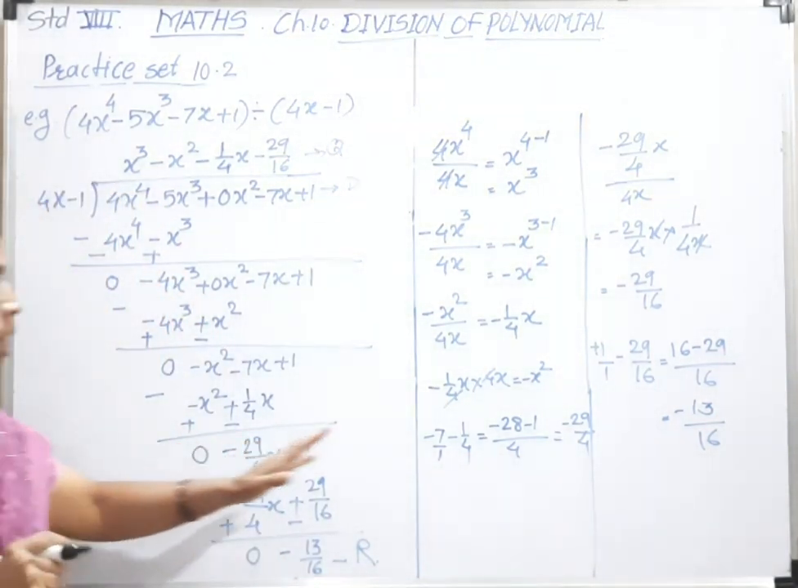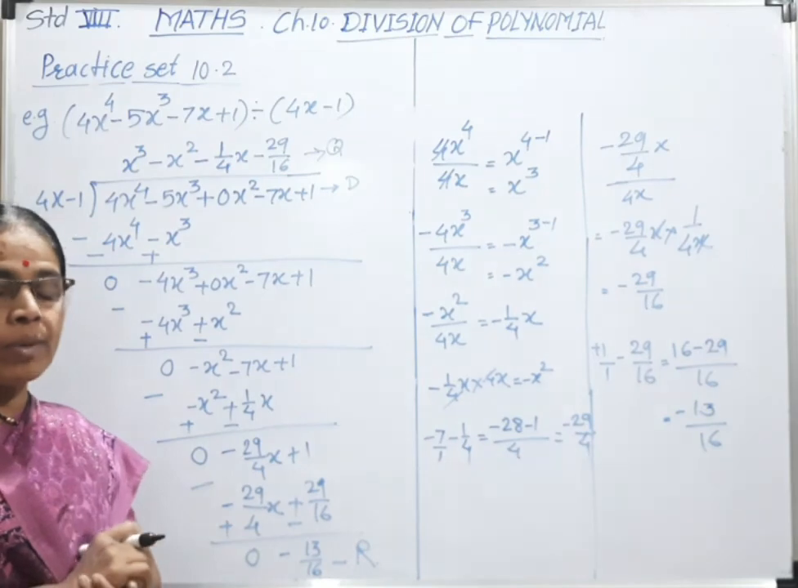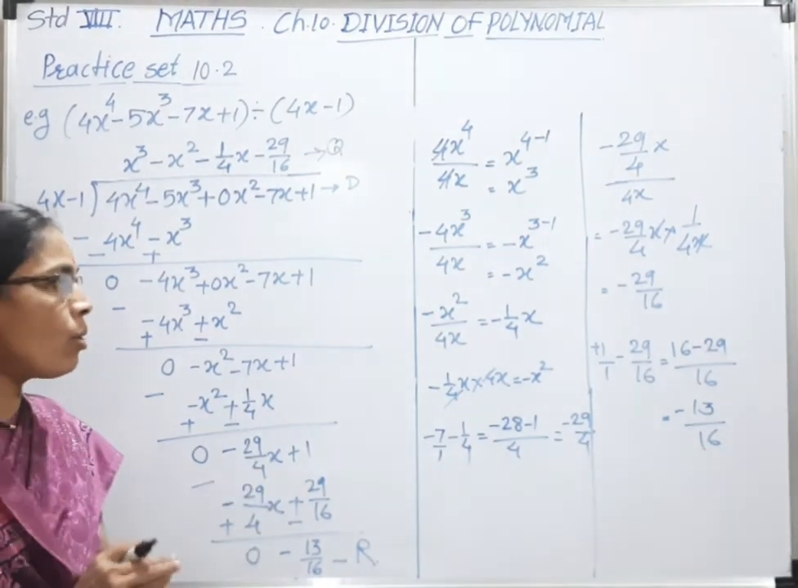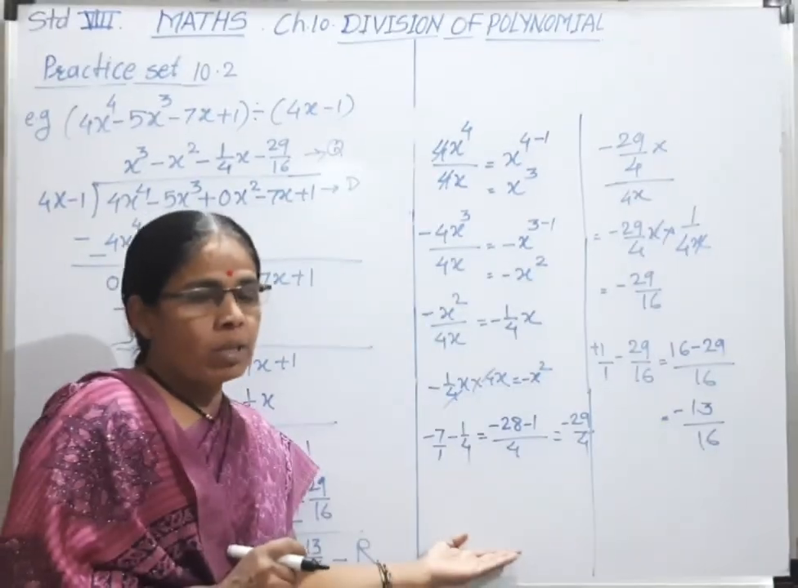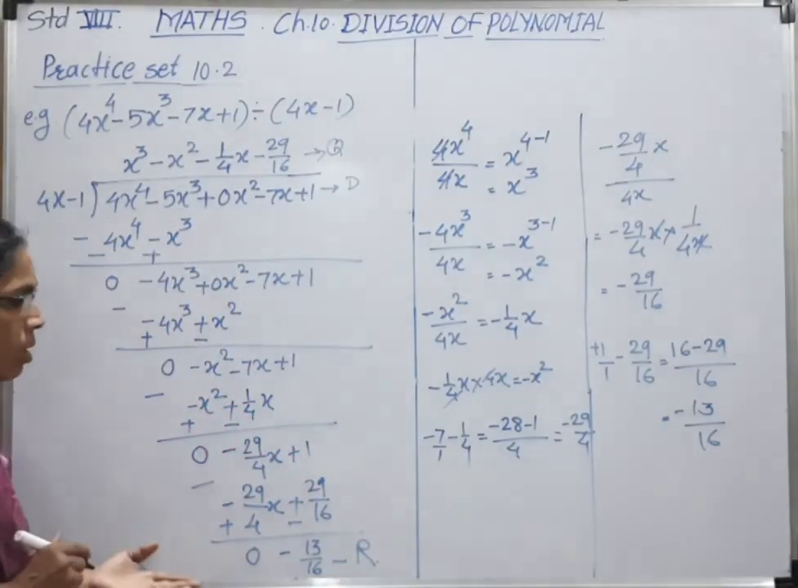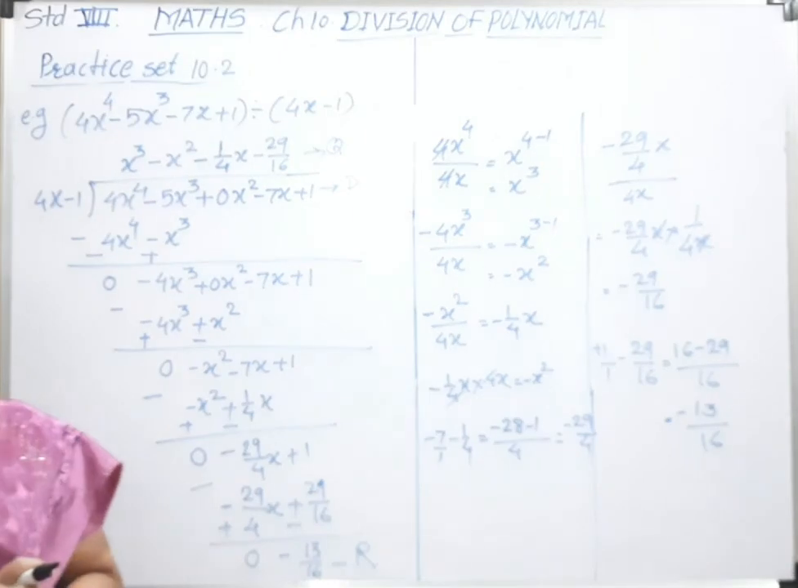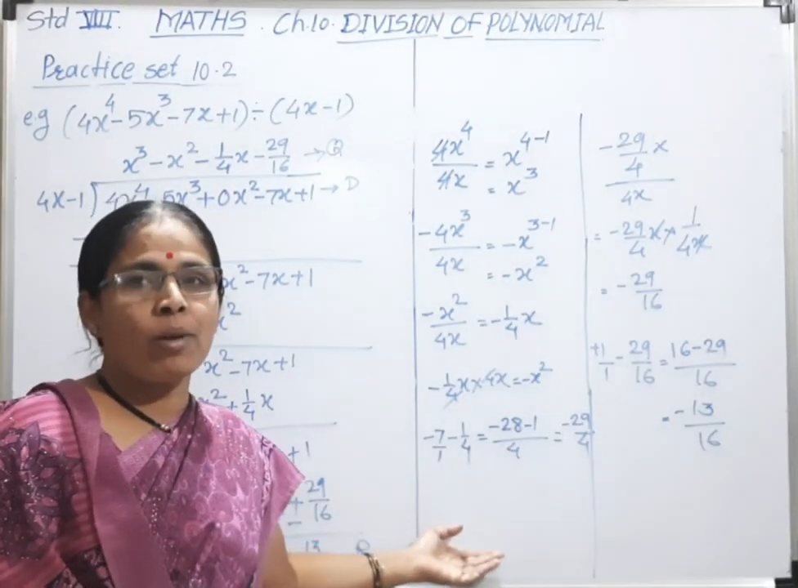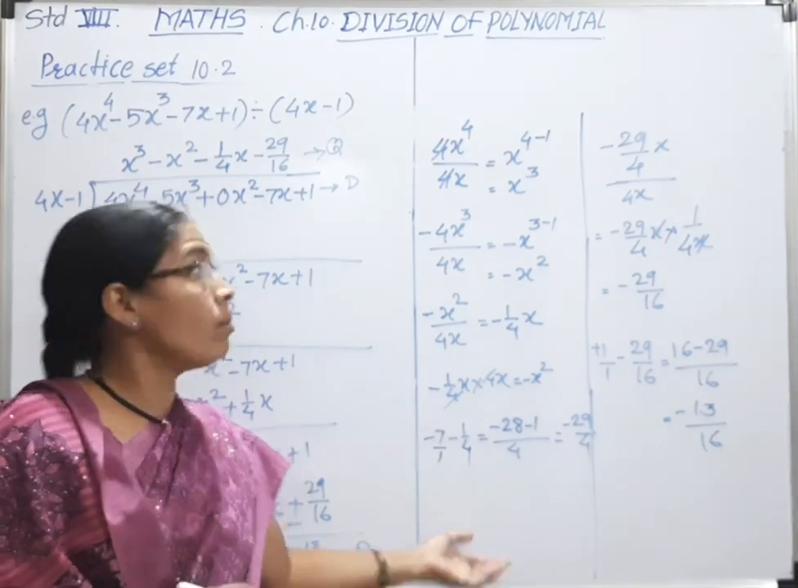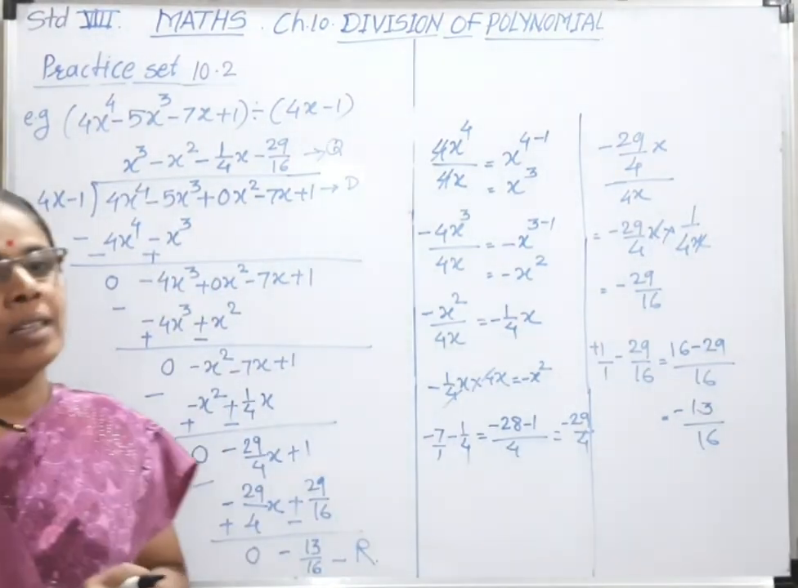Like this, when the denominator is different, as we learned in the previous classes, we have to do cross multiplication. So here we did the same thing, cross multiplication, and then we took this number. I hope you have understood this example, how to divide a polynomial by a binomial. Thank you, students.